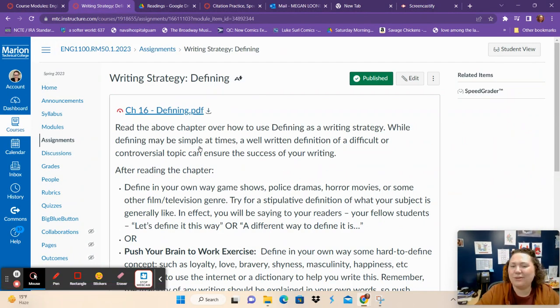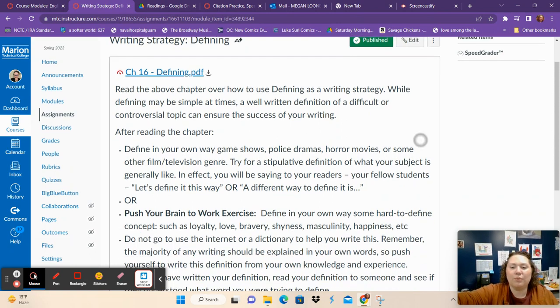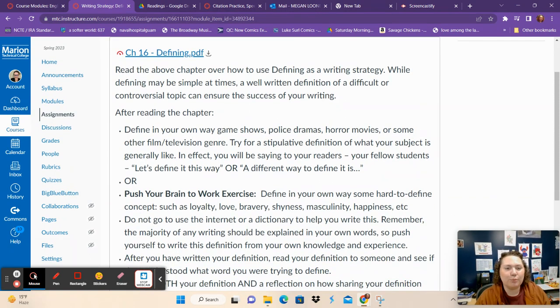Okay, so it sounds simple. We do definitions, you've done vocab since elementary school. But a good definition can really amp up a paper, be extra persuasive, or if you have a really controversial topic you're doing, and especially if it's controversial because people don't truly understand all the aspects of it, a really good and detailed definition can be very persuasive to a reader. So what I want you to do for your practice after you've read the chapter is to choose something to define in your own way.